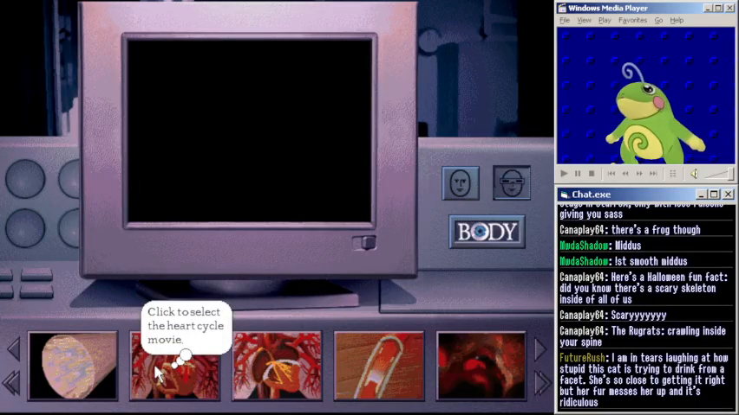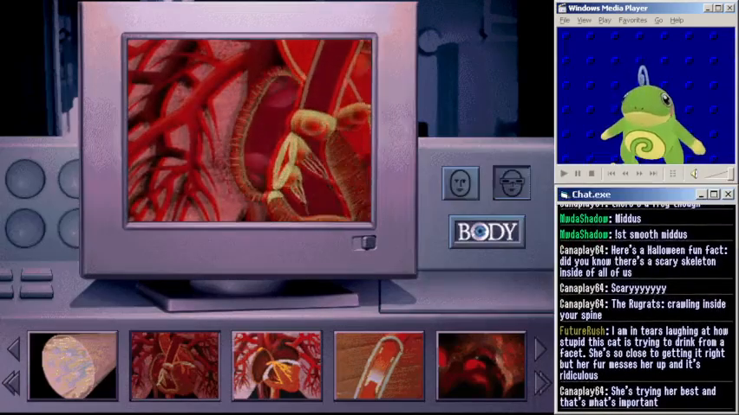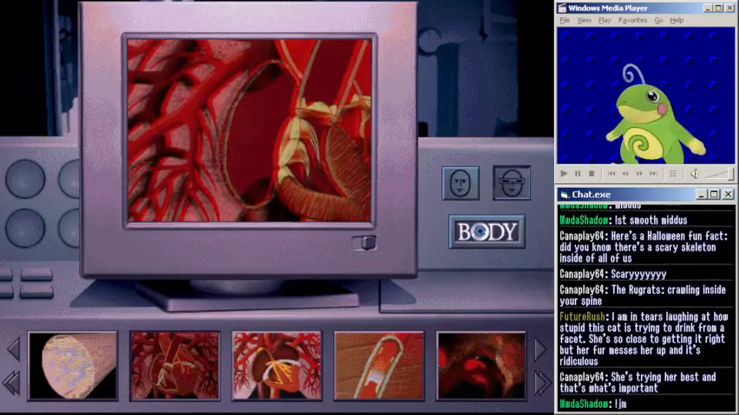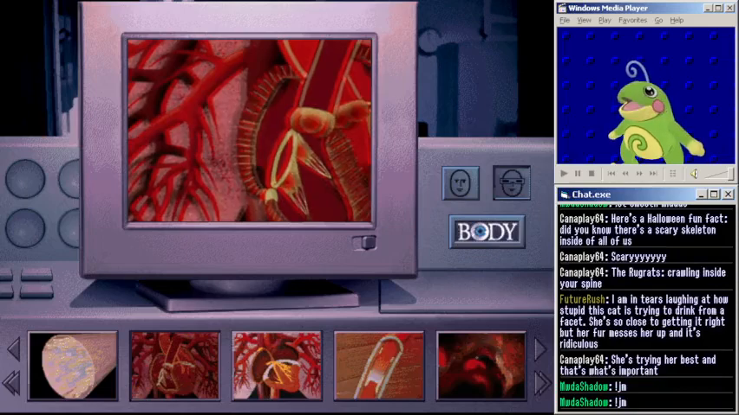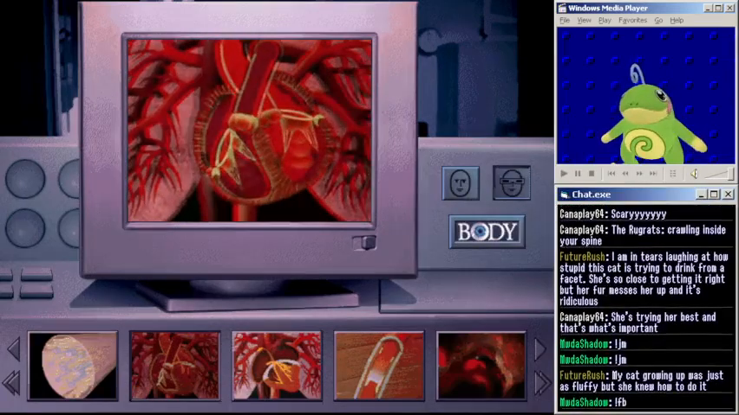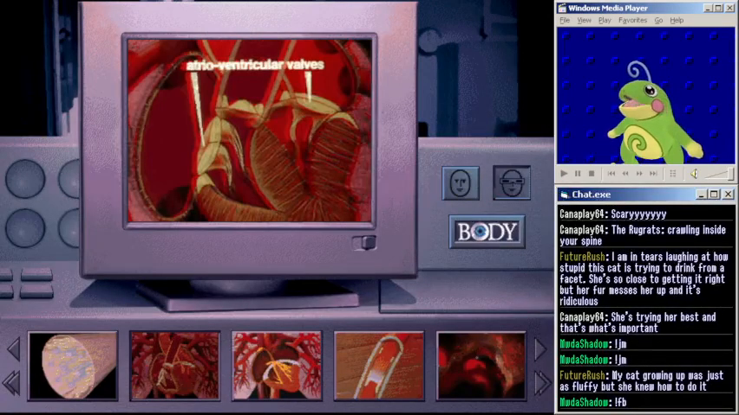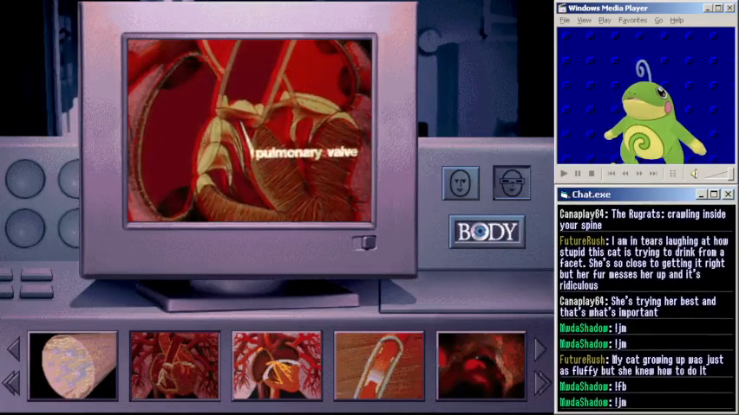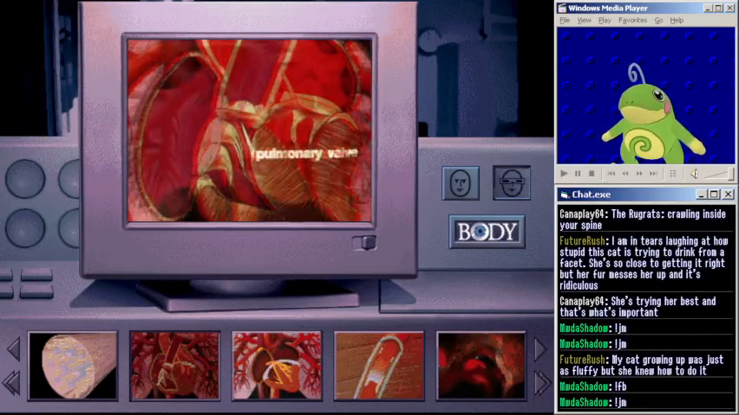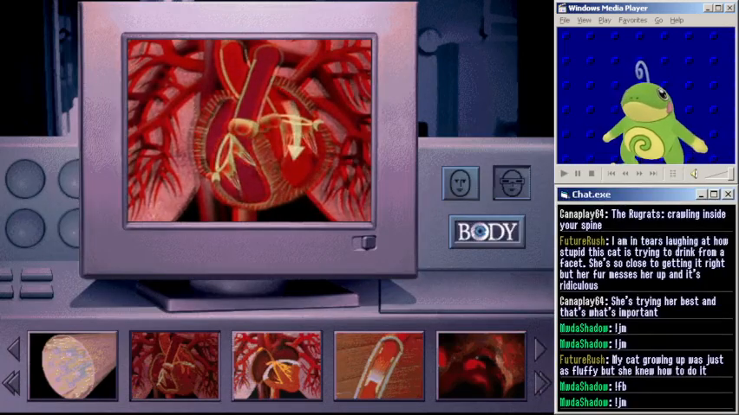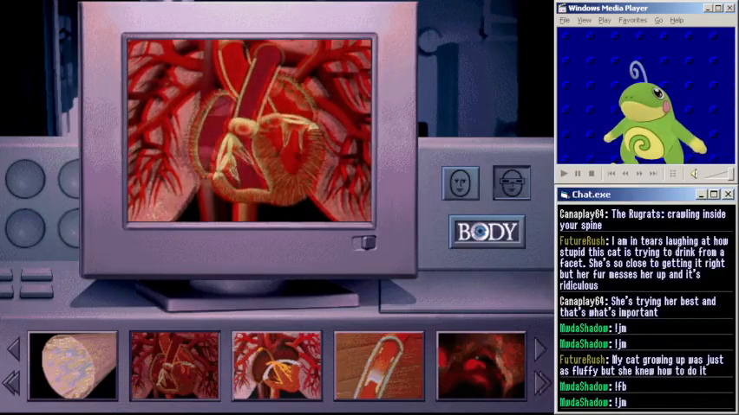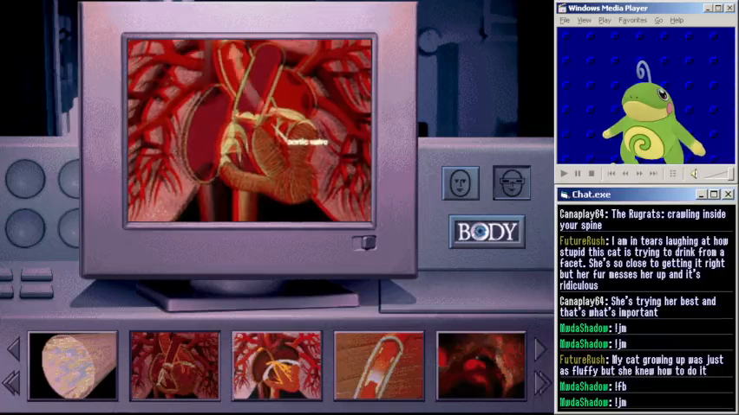Heart cycle. Tricuspid valve. Right ventricle. Atrioventricular valve. Pulmonary valve. Pulmonary artery. Left atrium. Left ventricle. Aortic valve. Aorta.